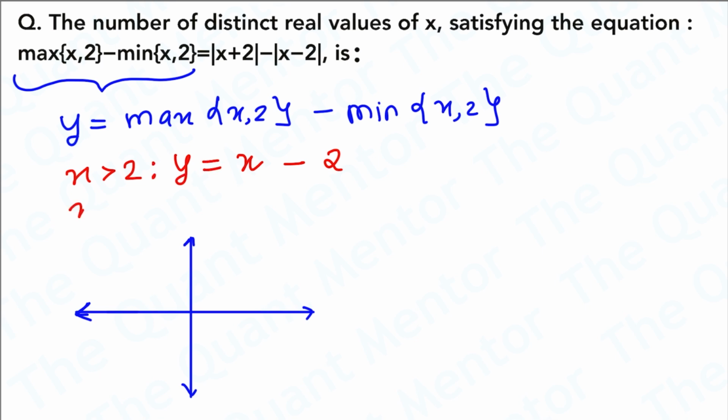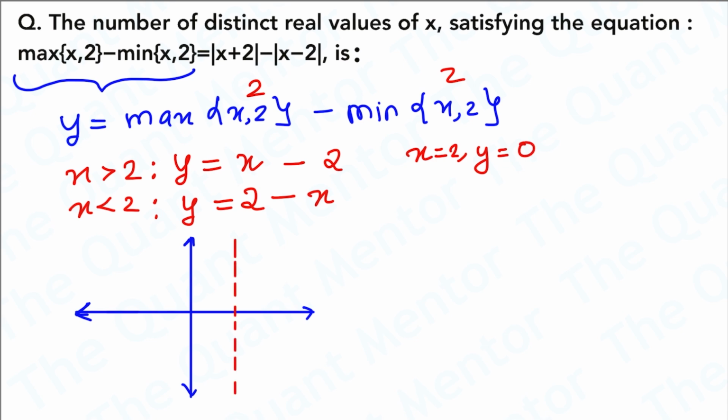Similarly, if x is less than 2, the max of x comma 2 will be 2 because 2 is more than x, and minus the minimum of x comma 2 will be x because x is less than 2. So when x is less than 2, the graph is y is equal to 2 minus x. And when x is equal to 2, max of 2 comma 2 is 2 and minimum of 2 comma 2 is also 2. The difference of these two will be 0. So at x equal to 2, y will be equal to 0.